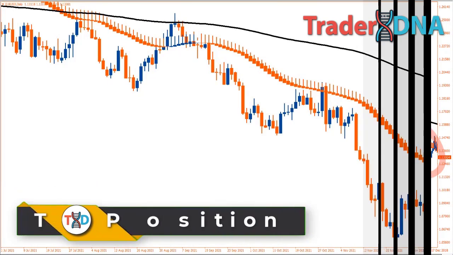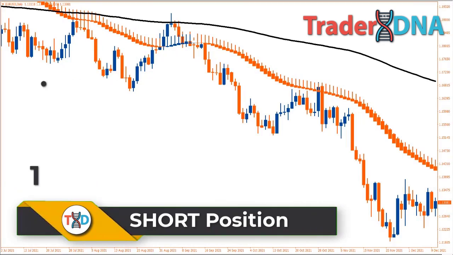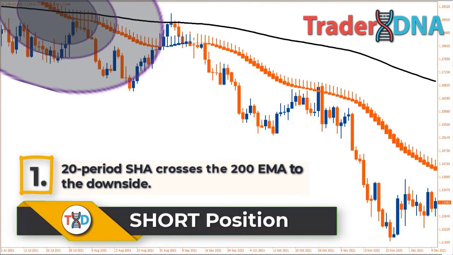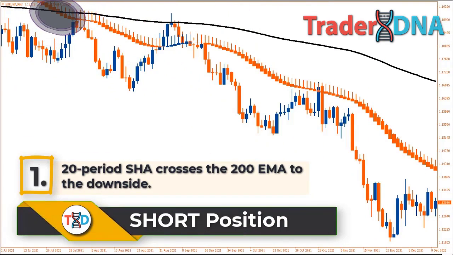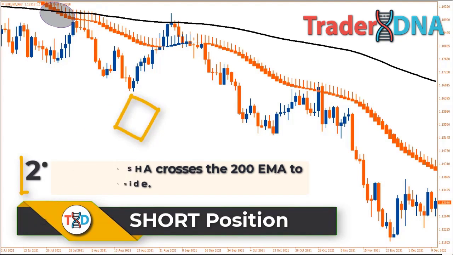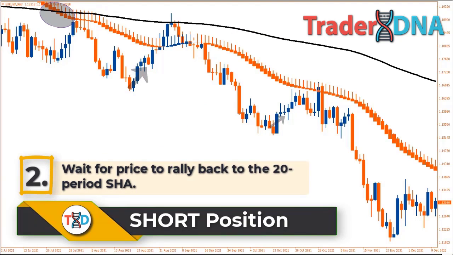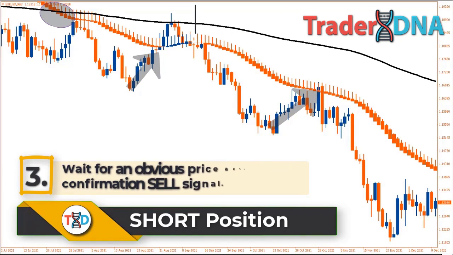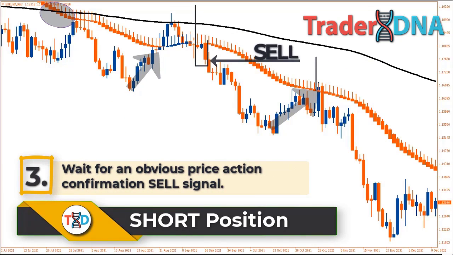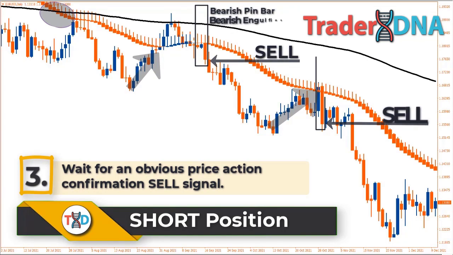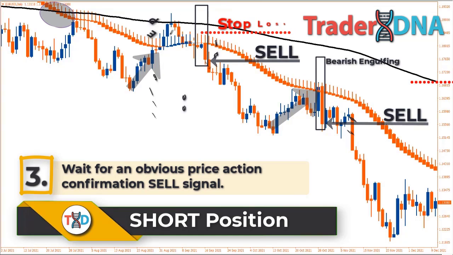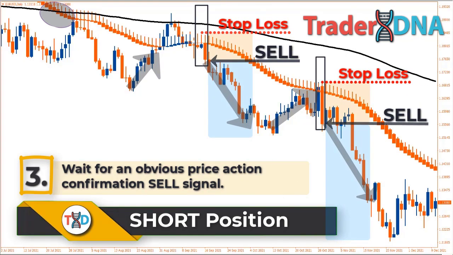Selling rules or short position. Rule number 1. The 20 period smoothed Heiken Ashi crosses the 200 exponential moving average to the downside. Rule number 2. Wait for price to rally back to the 20 period smoothed Heiken Ashi. Rule number 3. Wait for an obvious price action confirmation sell signal or setup to form in the market. Once you enter the trade, you can set an initial stop loss above the previous smoothed Heiken Ashi candle.